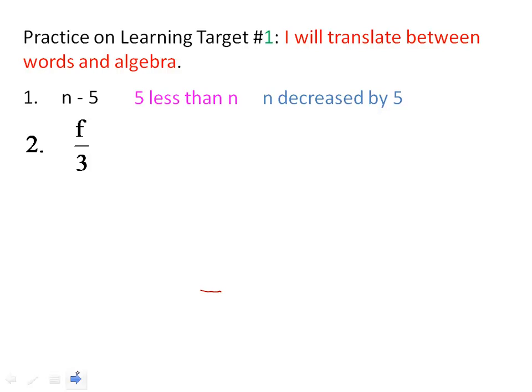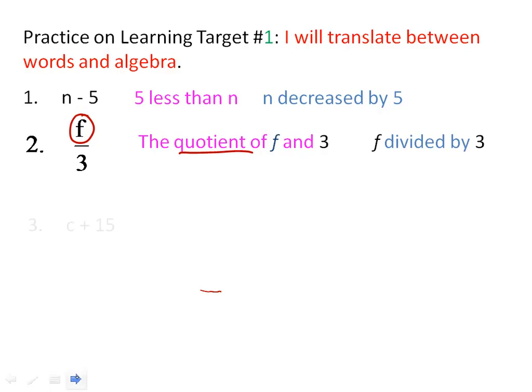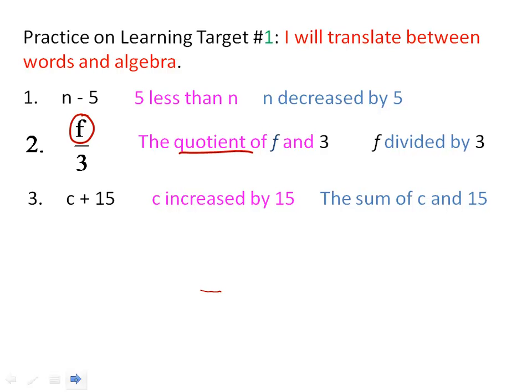All right, here's the second one. You can see that division is the key word here. So we're having divided by, quotient, words like that. So the quotient of f and 3. If we're going to use that word quotient, we take the number, what it's being divided by, in that order. In that case, it was a variable that was being divided. Here we've got addition, so we're looking at words like sum and increased by, C increased by 15, the sum of C and 15.